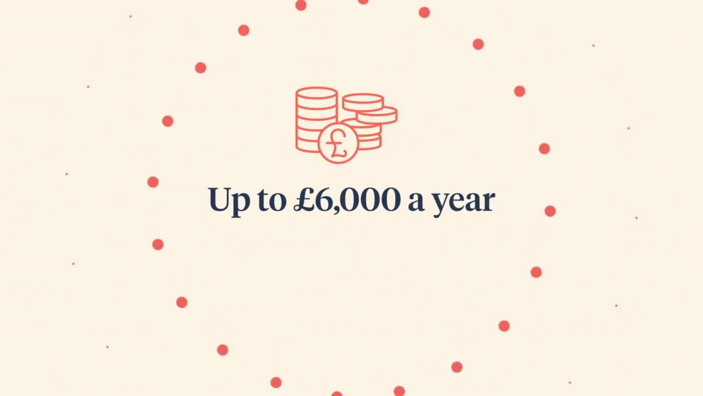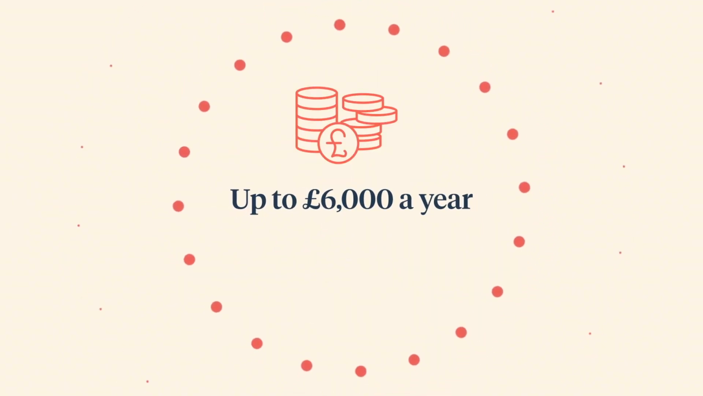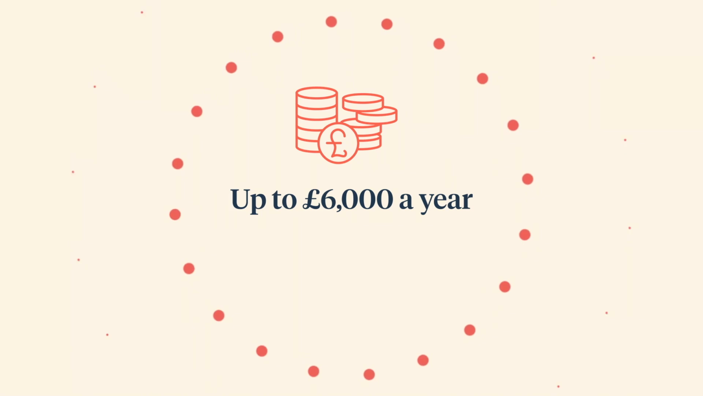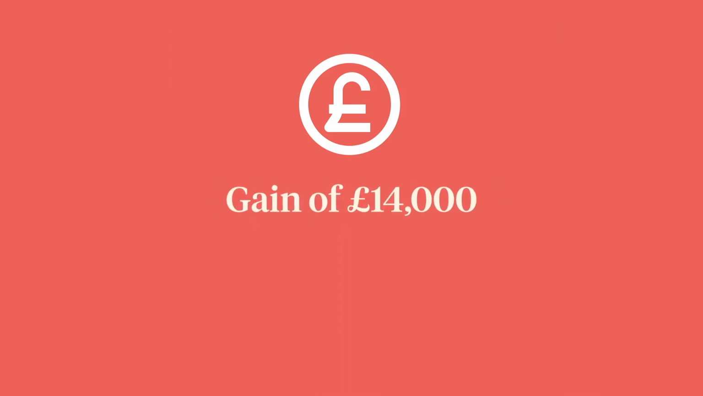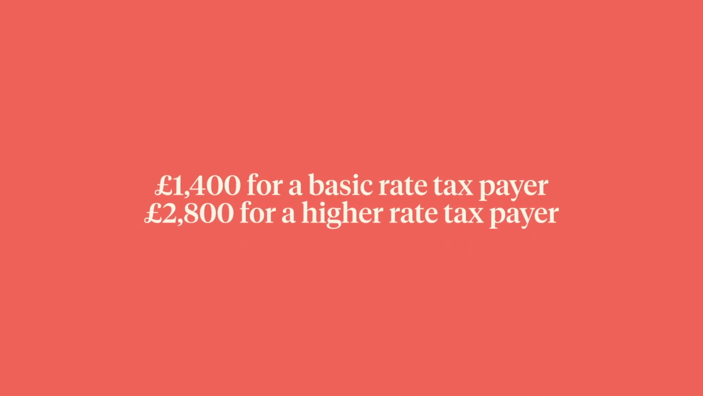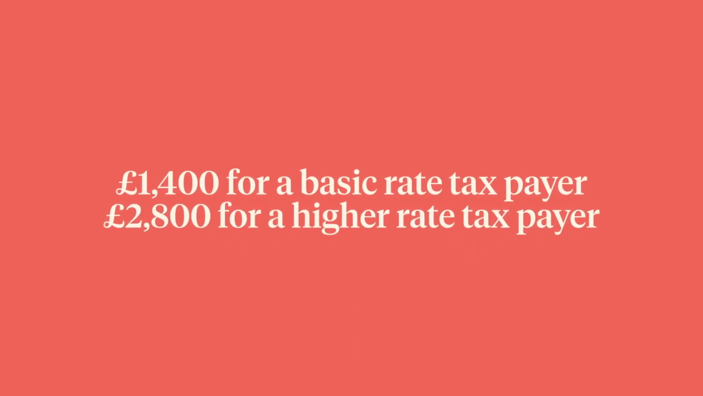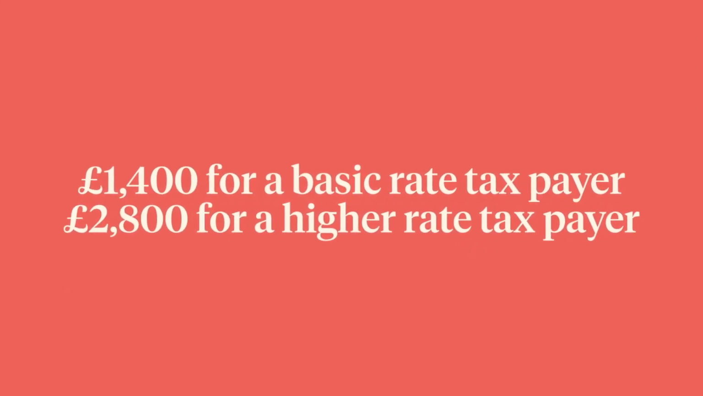But you do, very helpfully, have an annual capital gains tax allowance. Any individual can make up to £6,000 a year in realised gains completely free of tax. So if I take that example that I just ran through, the £20,000 gain could be reduced to £14,000, and so a basic rate taxpayer would only pay £1,400 in CGT, and a higher rate taxpayer would pay £2,800.